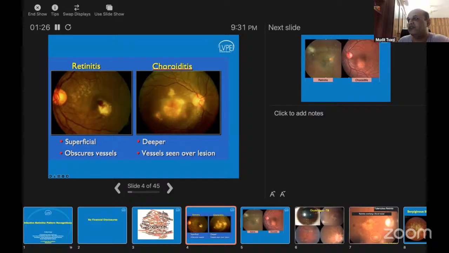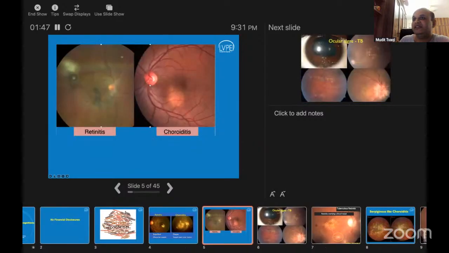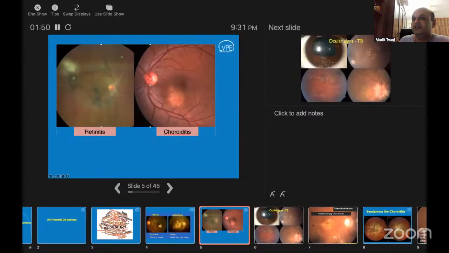Compared to that, choroiditis, as the name suggests, usually involves deeper vessels. Because they are deeper lesions, you can often see a blood vessel coursing over it. So if you see a deep lesion with a blood vessel coursing over it, you are dealing with choroiditis. A superficial, more yellowish lesion which is obscuring a blood vessel usually happens in a retinitis. So again, reiterating the same point, if you see this lesion over here, a superficial, more yellowish lesion obscuring underlying blood vessels, this is an obvious retinitis.